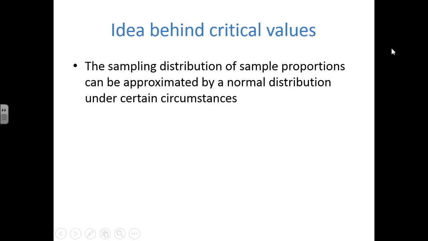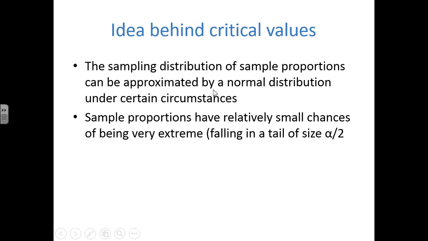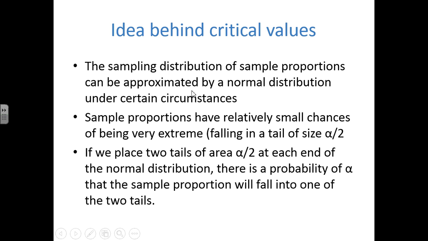Now, we have another idea known as critical value. Sampling distributions are often approximated, well, the sample proportions definitely are approximated by the normal distribution under certain circumstances. And those circumstances are going to be given in just a minute. And the sample proportions have a relatively small chance of being extreme, meaning falling into these tails of size alpha over 2. If we place 2 tails on our normal distribution, what we're saying is we think the population proportion is in the center, not in these 2 tails.